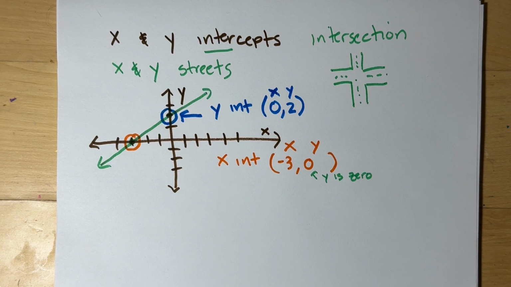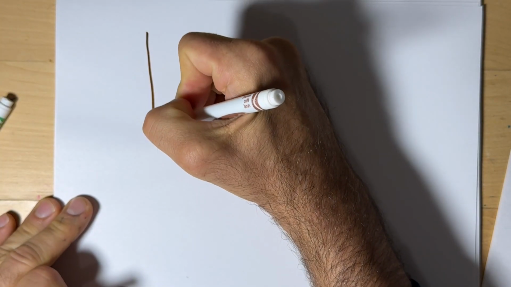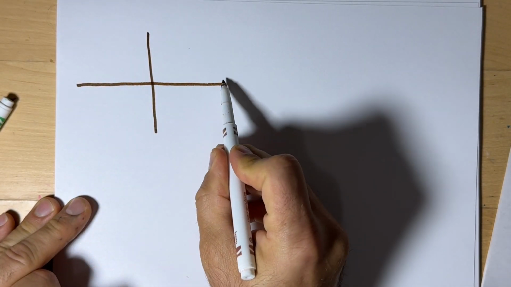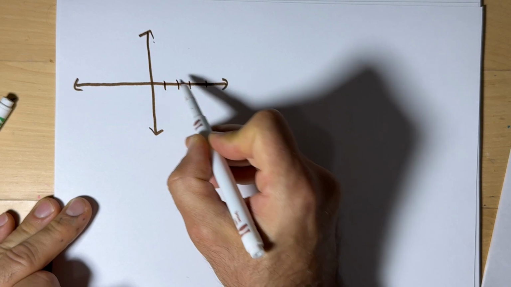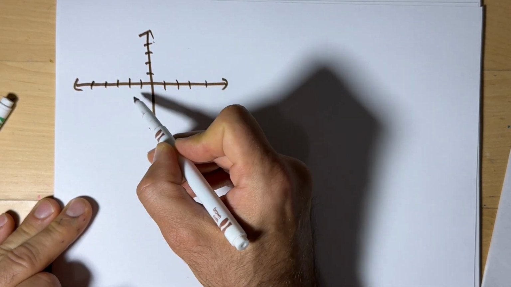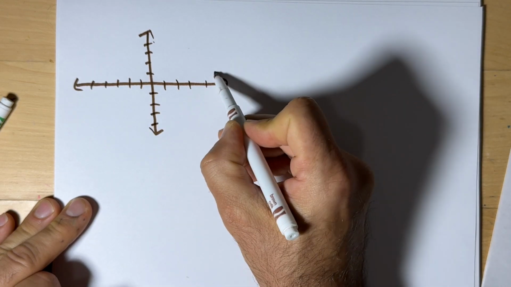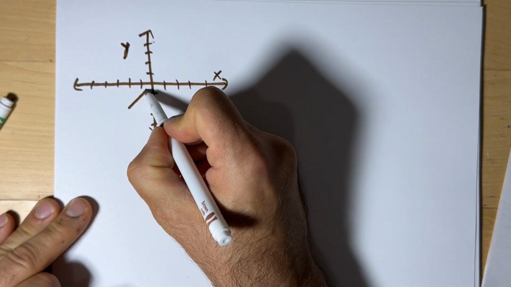And so this will always be true. Let's take a couple more examples. If you're graphing, can you ever be at X and Y street at the same time? Well, there's one place you can be. We call that the origin. X street, Y street. Here's the origin.